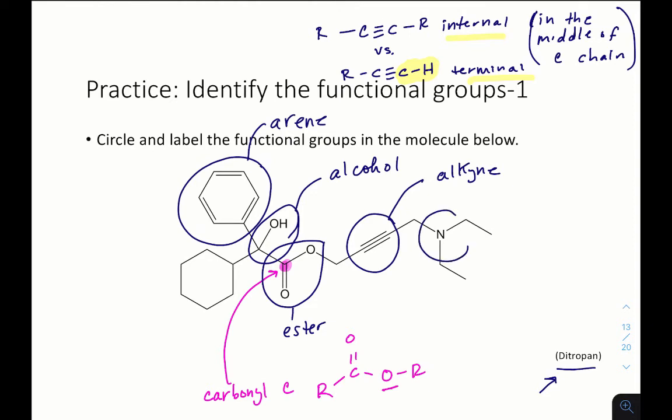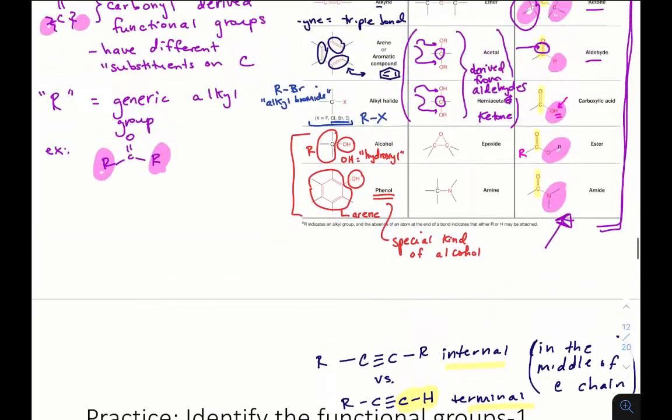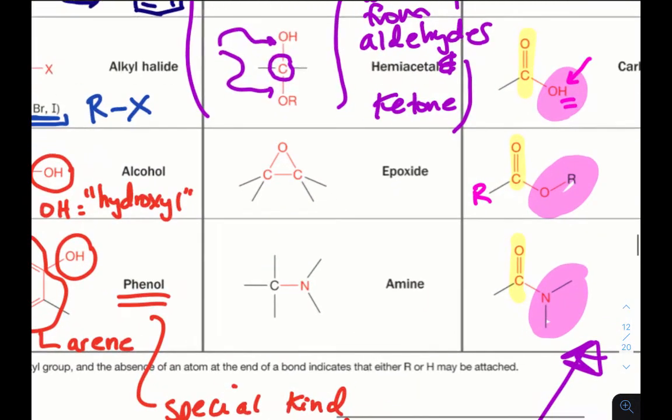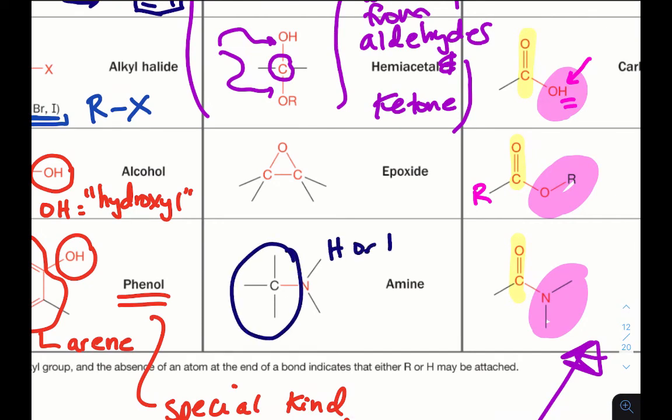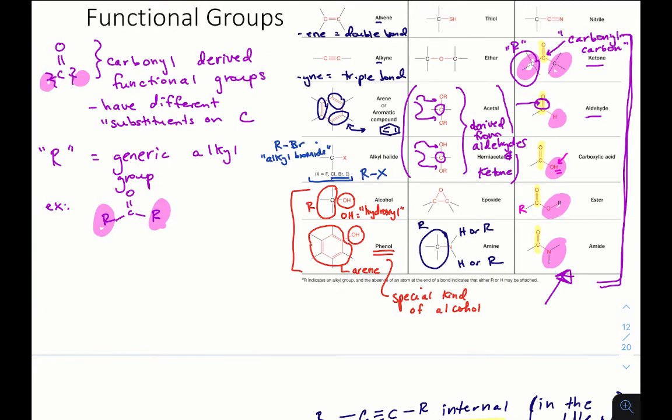And finally, we have an amine. Amines are nitrogen atoms bonded to either hydrogen or bonded to an alkyl group. So in this case, it could be R or it could be H, alkyl or just a hydrogen. So we can see that on our chart as well. It's right here. So we'll have one alkyl group at least, and then this could be hydrogen or R, hydrogen or alkyl. Because of course, if they were all hydrogen, then we would have what? We would have ammonia.